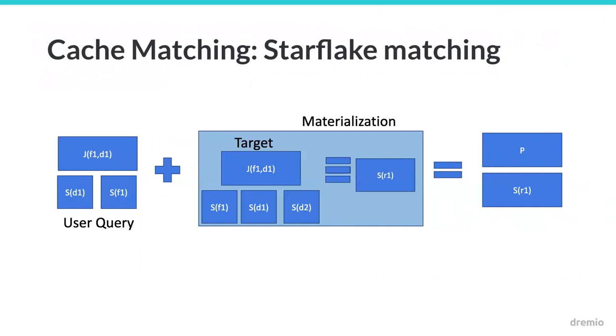Now, if some user comes in and they run a similar query, but they don't include D2, they're just joining one of the dimension tables with the fact table, well, our Starflake will be able to determine that, based on the fact that these are dimension tables, this join is a cardinality preserving join, and therefore we can still use this materialization even though the user query is not using all of the data from the reflection.